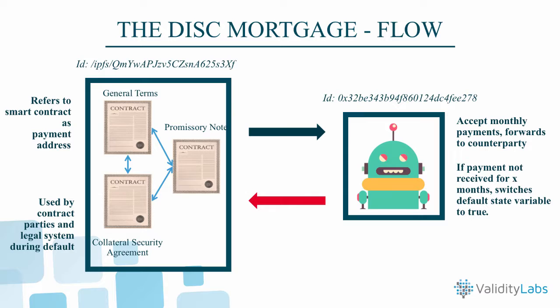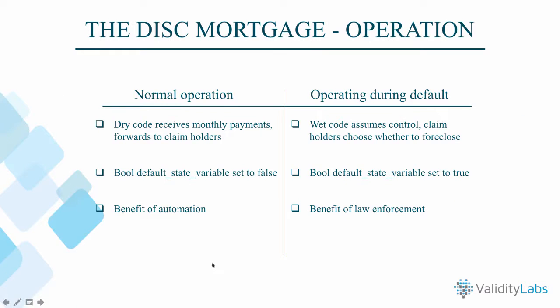As you can see, this construct of mixing both traditional and smart contracts enables the exercise of human subjectivity in certain situations and enables financial process automation in others. Therefore, as contract builders, we can avail the best of both worlds. As a summary, a DISC mortgage has two states, the normal operation mode and the default operation mode. The normal operation mode, with its benefit of financial process automation, is marked by and can be distinguished by the value of a particular variable stored inside the smart contract.